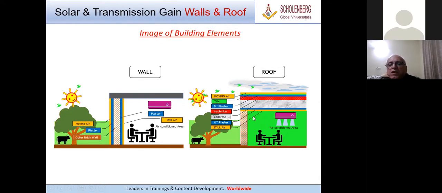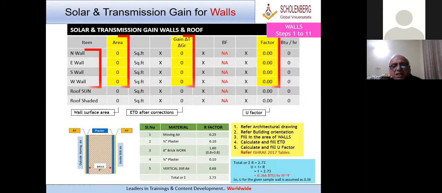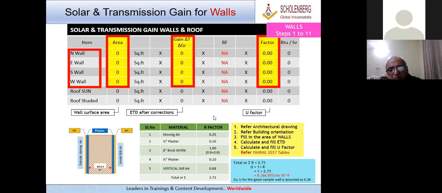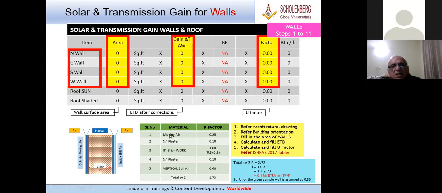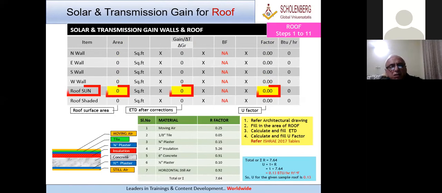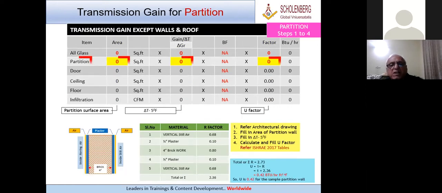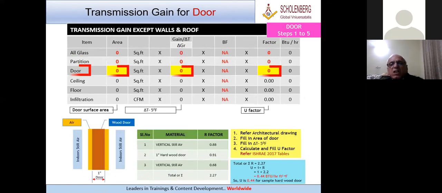For the roof, take a look at the roof. We have inside stale air, then plaster, then concrete, then insulation, then tile, then moving air, and every detail is mentioned. So let's take the case of the wall. See, this is how you work out the R value and the U values, okay? So this is now for the roof. Same: moving air, tile, plaster, etc. Sigma of R, 1 divided by R is equal to the U factor. Now take this case for the partition. Now take the case of the door.